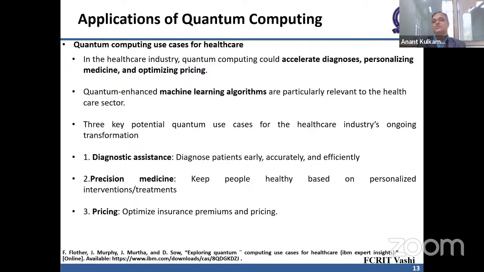That is, first, diagnostic assistance. How does it provide diagnostic assistance? Diagnose the patient early. How nice it is if the disease is diagnosed early, we can cure it accurately and efficiently. The second use case is precision medicine. What is this precision medicine? Keep people healthy based on personalized interventions or treatments. Right? This is very, very important. And third is pricing. Optimize insurance premiums and pricing. So this way we can utilize quantum computing in the healthcare sector.